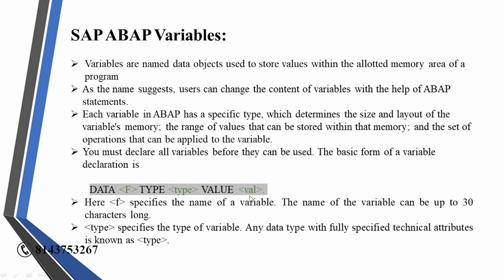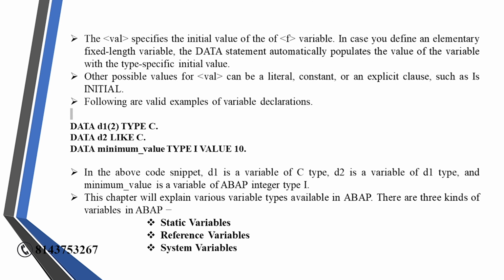Data types can be elementary data types or predefined data types which exist in SAP. First of all, we will see the elementary data types. See here, D1 is a variable of type C. That means it is a character variable. And what is the size of this variable? Here we mentioned 2 in brackets, so the size of this variable is 2.